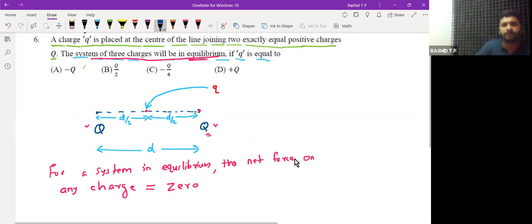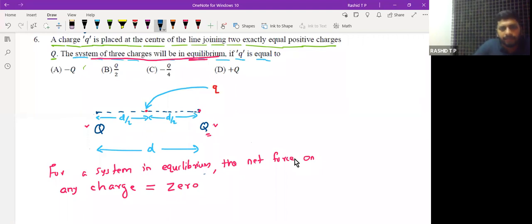Here, this point has to be remembered. Anywhere you see equilibrium, whatever perturbation or disturbance you make to that system, the total force on that system will be zero before and after making any perturbation. That is a general rule actually.